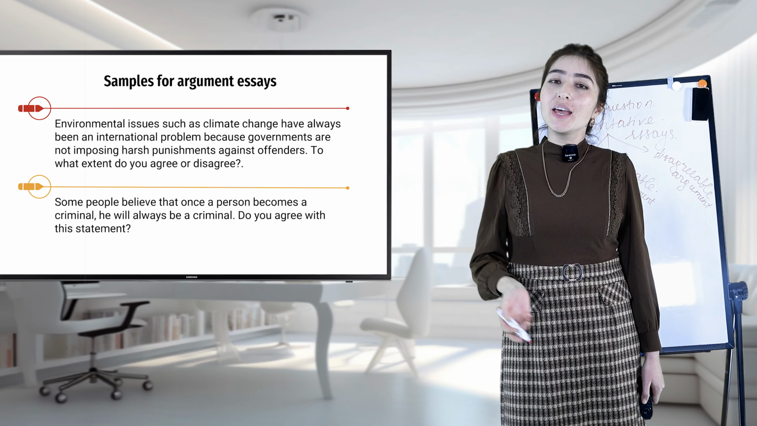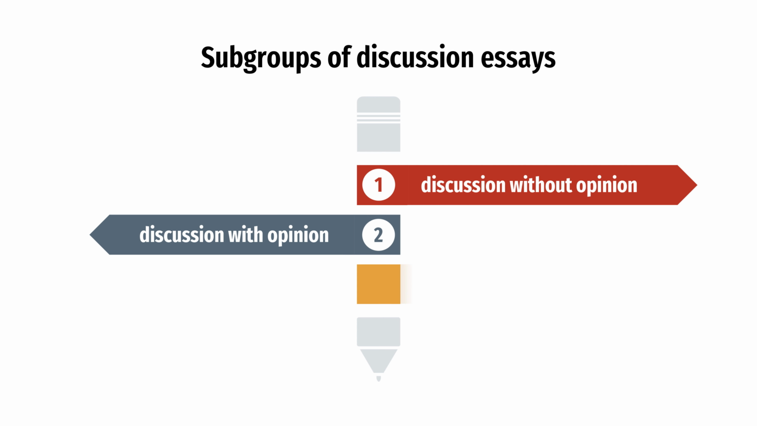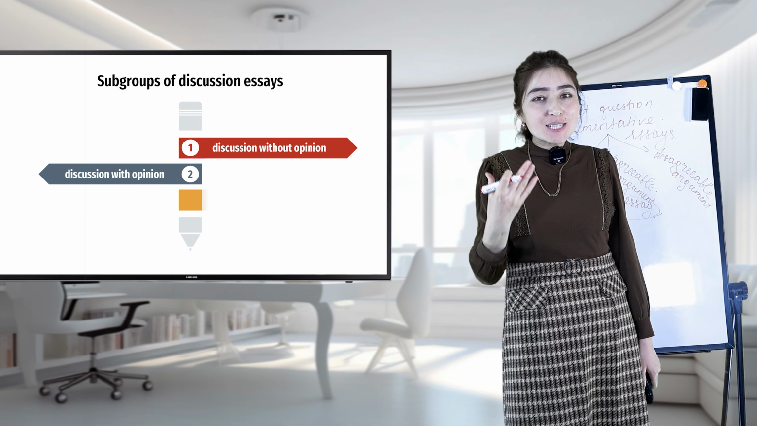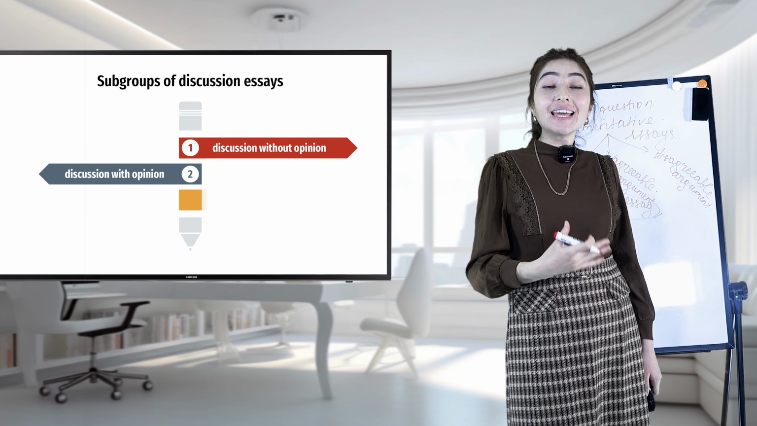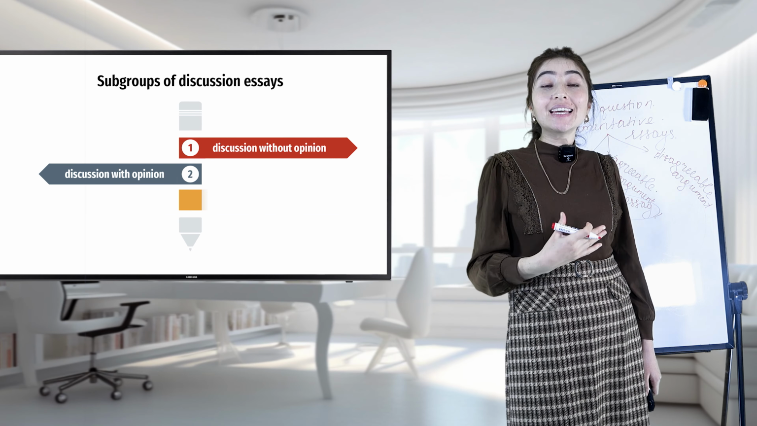Okay, let's move to the next type of essay. It's called discussion essay. What is a discussion essay? If you pay attention to its name as well, the whole world is divided into two groups, and one group supports one statement, another group supports another statement. Our responsibility here, the matter of the essay, is to discuss the topic which is given to us. A discussion essay is also divided into two subgroups: with opinion and without opinion.